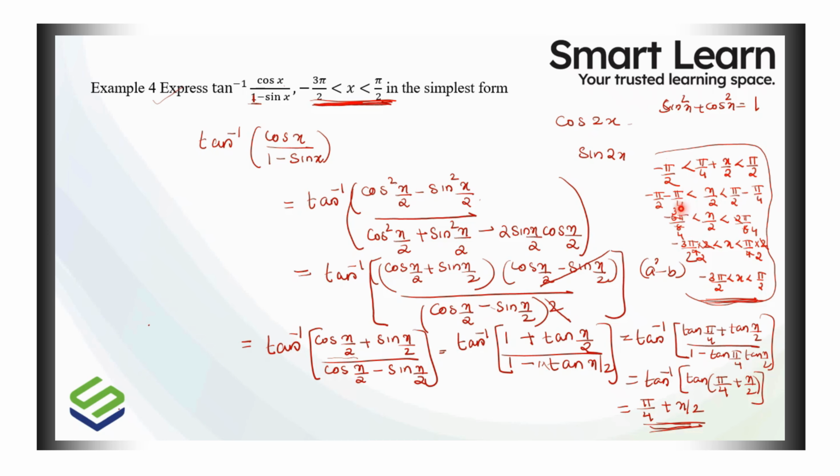So this you will get minus 3 pi by 4. Here you will get pi by 4. Now I have to cancel this by 2, so I will multiply into 2. So you will get minus 3 pi by 2 less than x less than pi by 2. Okay children, so this is the principal value branch. That means your answer is correct.